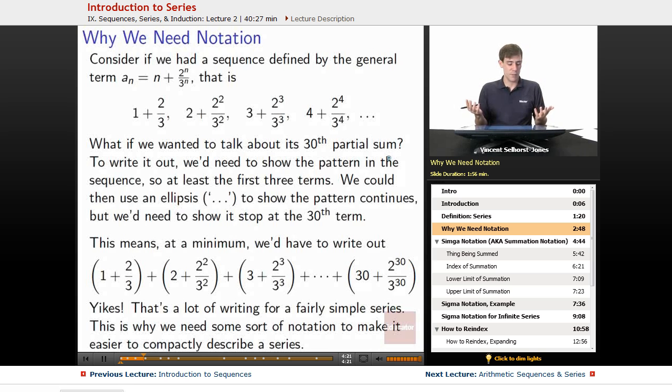You're going to have to do a bunch of problems about summation. So this is why we need some sort of notation. We need notation to make it easier to compactly describe a series. We don't have to write out this really long thing every time we want to talk about some summation from a sequence. We need some easy way to be able to do it in a short way.